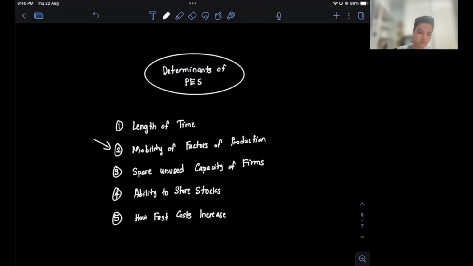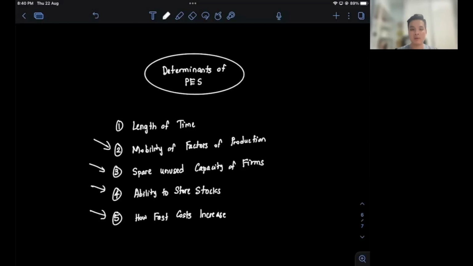The third determinant would be what we call spare capacity of firms. If a firm has more capacity that is not used at that point in time, we can imagine that their supply will be more elastic. Firms can once again use this spare capacity to change the quantity supplied. The fourth determinant of PES would be the ability to store stocks, which is quite closely linked to the earlier point. And the last determinant of PES is how fast the cost of production increases.